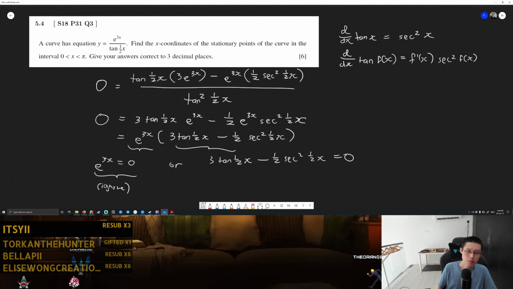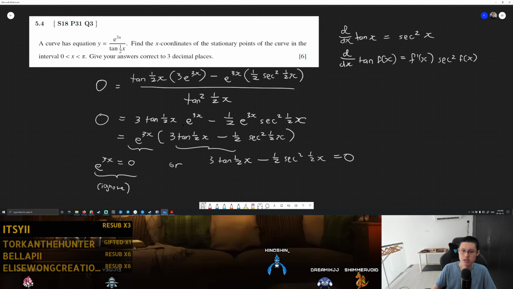At this point, you might be wondering, since we're going to ignore this anyway, why not just divide everything by e^3x and be done with it? Well, sometimes you may not have e^3x here. You might have a different function, maybe x plus 1 or something like that, which would give you another potential solution. So you should never just divide everything by something. You should always factorize if you can. Anyway, coming back to this.